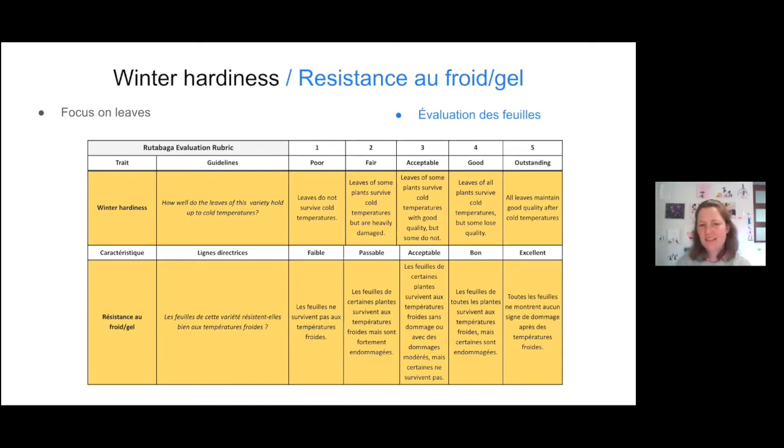So we've decided that for this trait, we should focus mostly on the leaves. The guideline question is, how well do the leaves of this variety hold up to cold temperatures? The very poorest rating possible is that the leaves don't survive. And the very best rating possible is all leaves have good quality after cold temperatures and freezing. Then there is some gradation in between them that I'll let you look at on your rubrics.